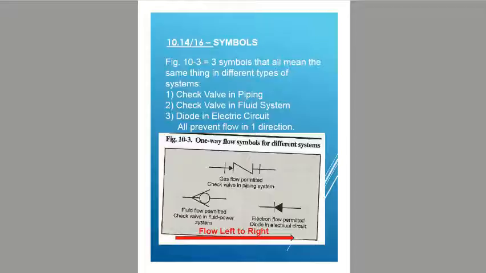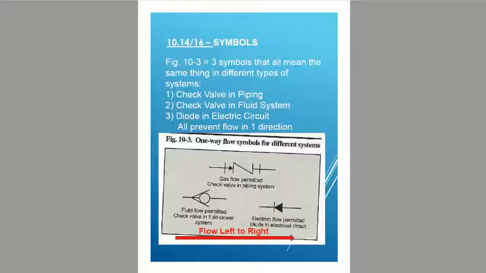10.14 and 10.16, symbols. The meaning of certain symbols also depends on the kind of system the schematic shows. Most piping symbols differ from fluid power symbols, and electrical symbols differ from both. So figure 10-3 shows you three symbols. They're all drawn differently, but they all mean the same type of thing.